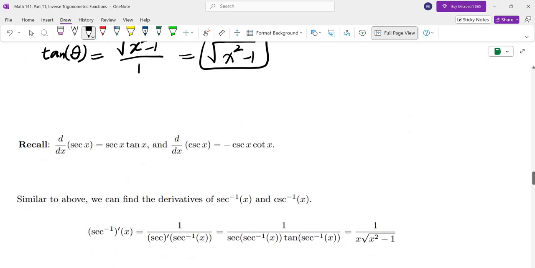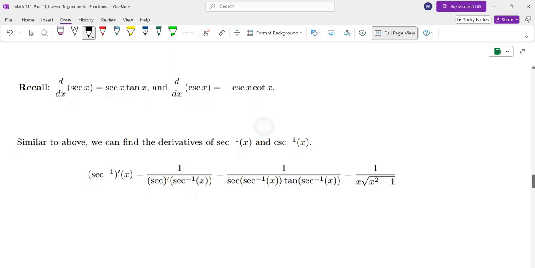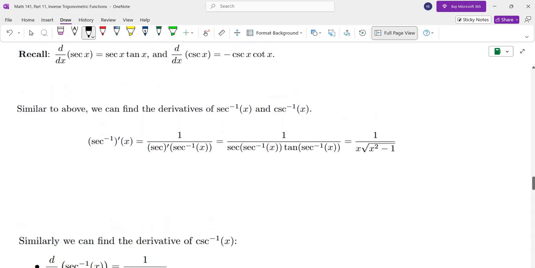Okay, so let's look at the derivative of secant inverse and cosecant inverse. First, let me remind you of the derivative of secant and cosecant, and then we're going to use the formula for derivative of inverse function. Derivative of secant is secant tangent. Derivative of cosecant is negative cosecant cotangent.